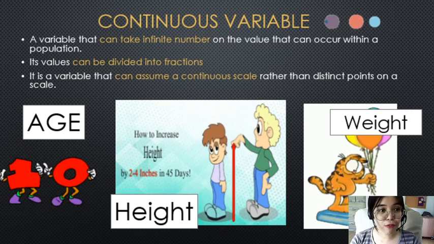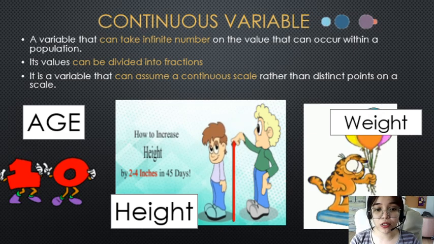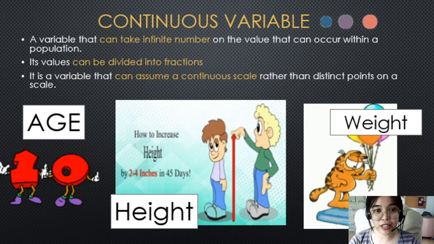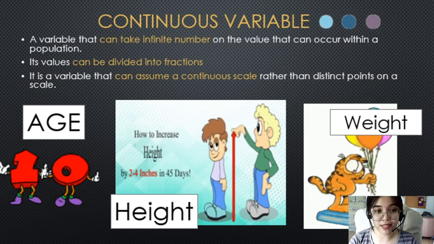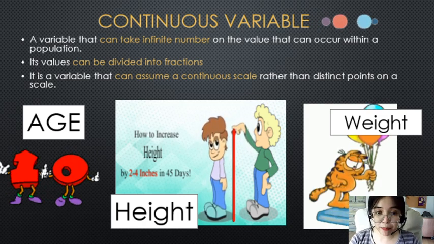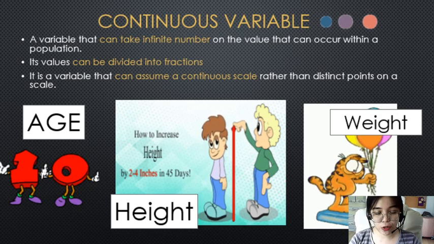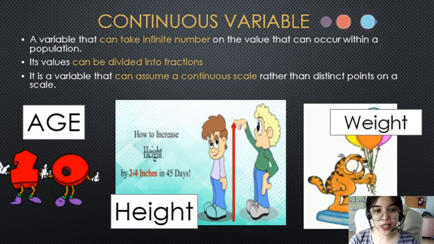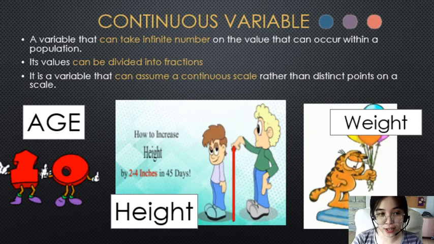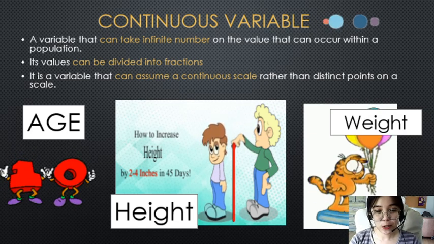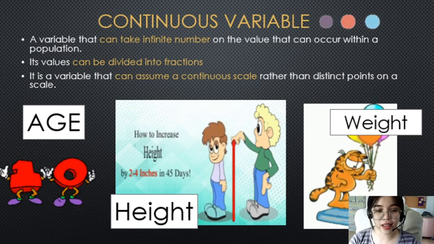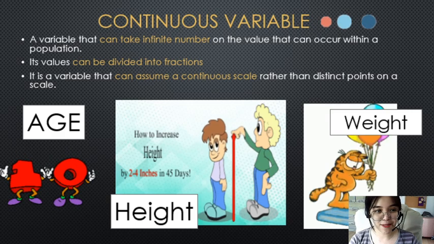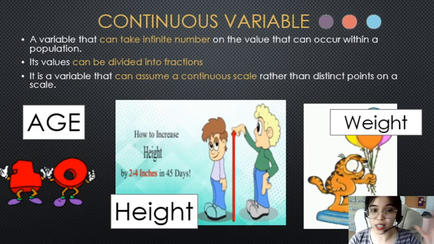So it is a variable that can assume a continuous scale, infinite number, rather than distinct points on a scale. Okay, so example, age. So age, kunyari, pwede mong sabihin na you are 26.5 years old. So what does it mean? 26 years old ka na and then 5 months. 26 and 5 months old. Di ba? So, pwede mo siyang i-divide into fractions. It makes sense.